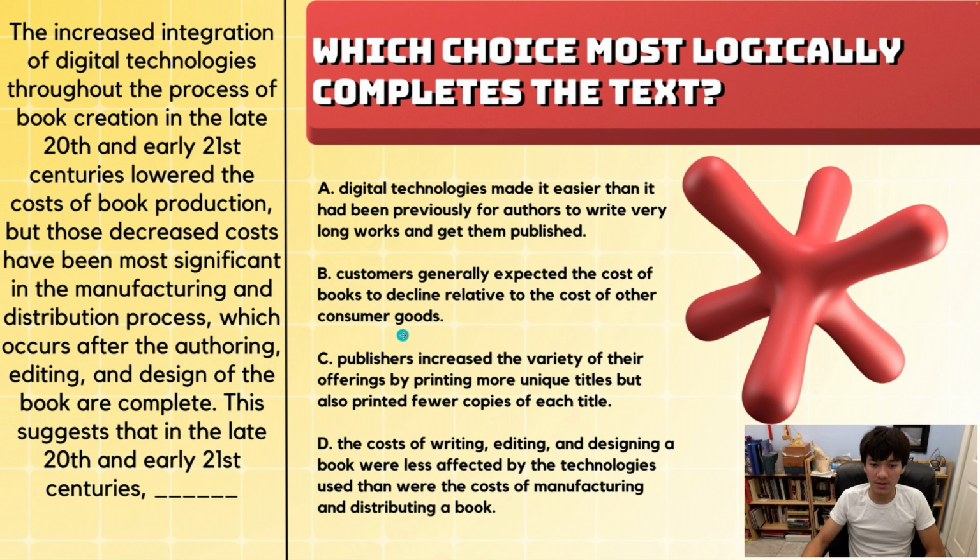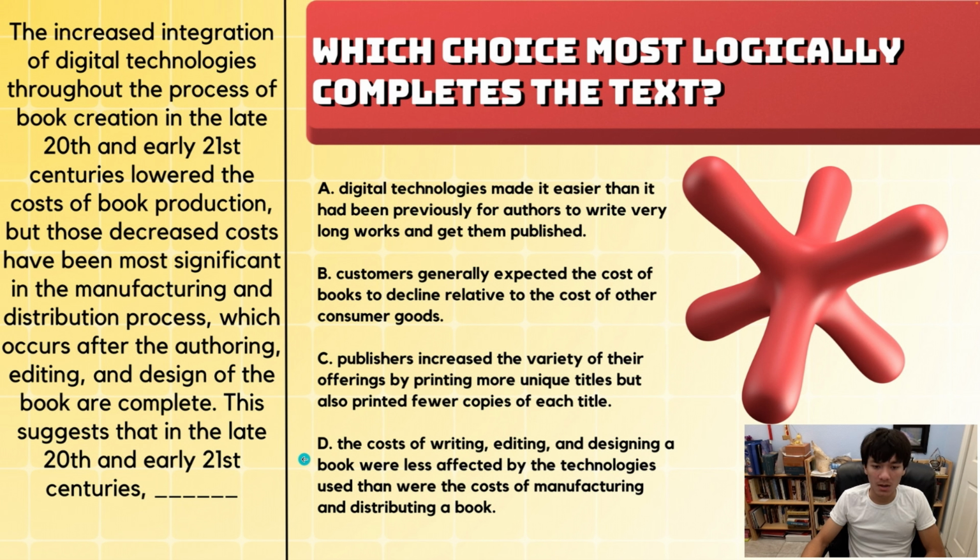C. Publishers increased the variety of their offerings by printing more unique titles, but also printed fewer copies of each title. So if we think about this, it is talking about variety of offerings by printing more unique titles, but fewer copies. This is an idea that is not developed inside of the prompt here. Once again, it's talking about decreasing costs of the manufacturing and distribution process, which, as we can see here, is never mentioned in C. So this would not complete the idea.